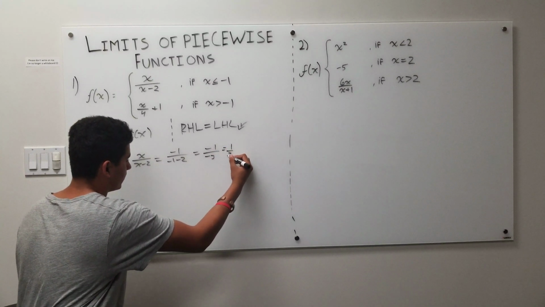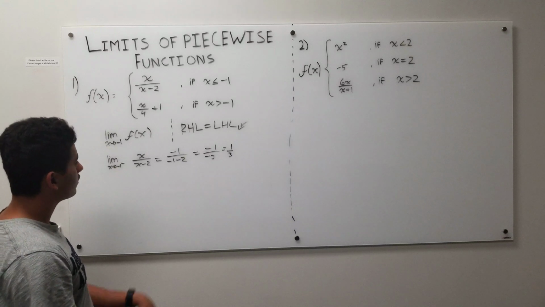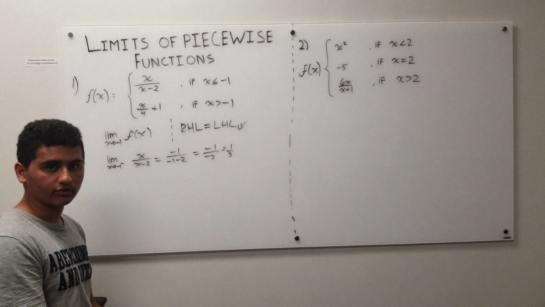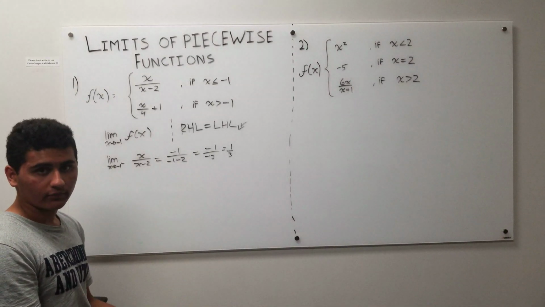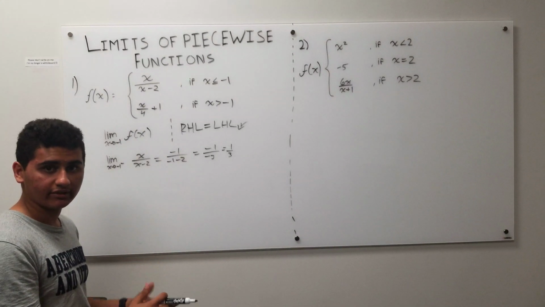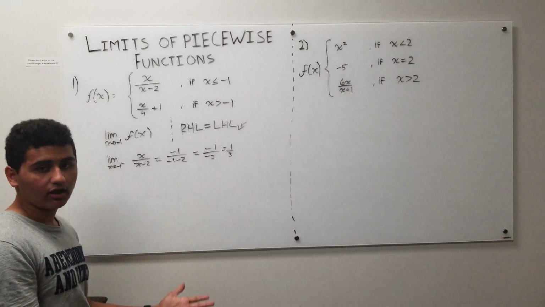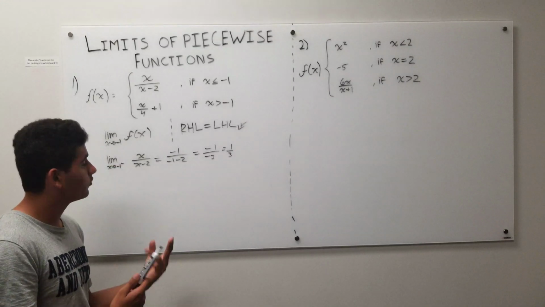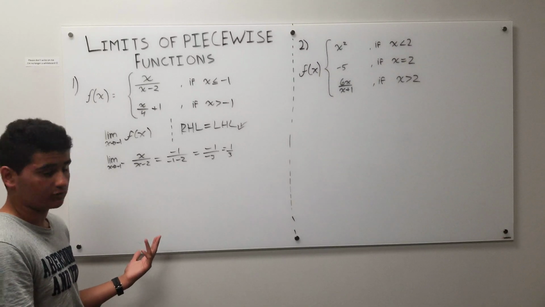and you get a value of negative 1 over negative 3, which is equal to 1 over 3. Now, in order for us to actually have a limit, both of them have to be equal. If they are equal, that value is going to be the limit. If they're not equal, first of all, we don't have a continuous function, and second of all, we're not actually going to have a limit in the first place.